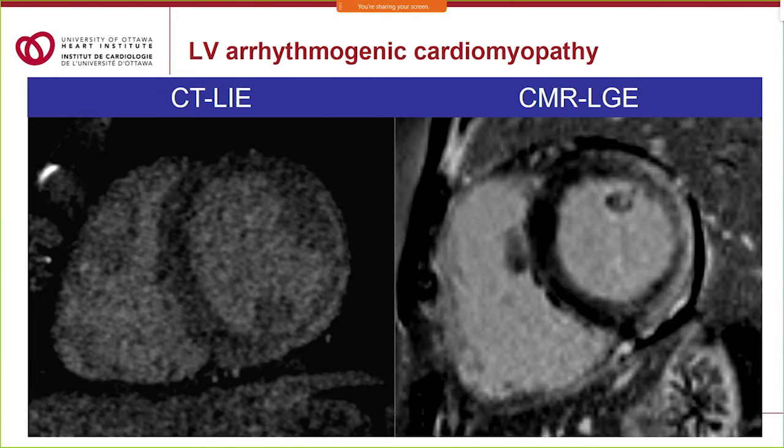Here's an LV arrhythmogenic cardiomyopathy. Here's the scarring on the MRI. A little bit harder here, but you can still see that there's subepicardial scarring here on the CT scan.